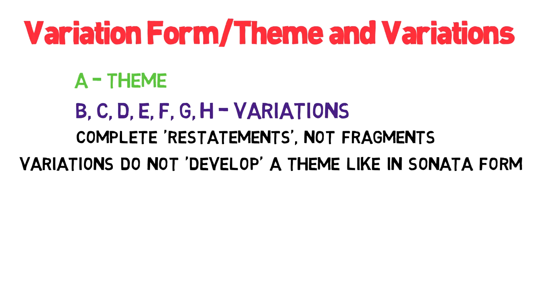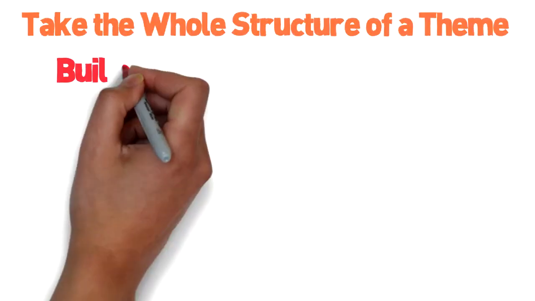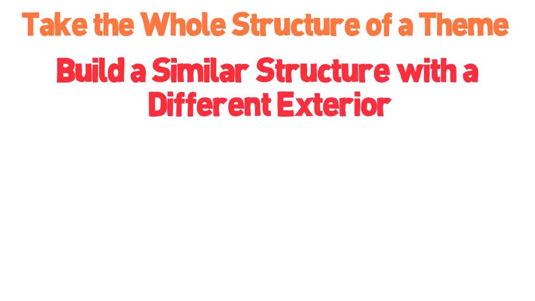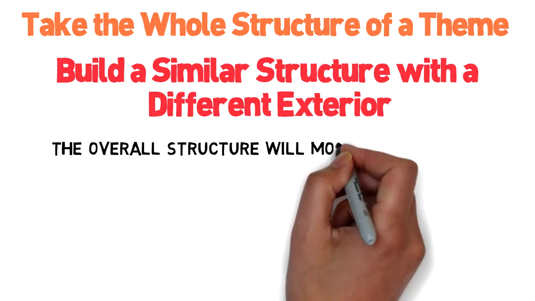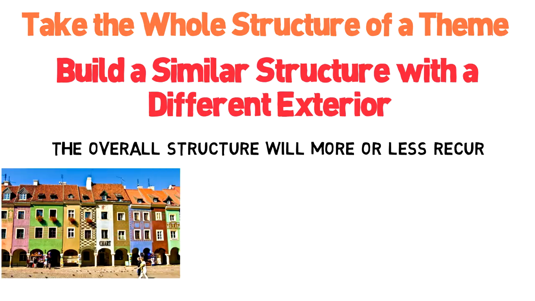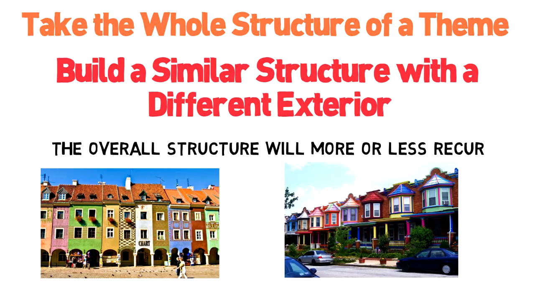To make a variation in the classical sense is to take the whole structure of a theme and then build a similar structure with a different exterior. Unlike with sonata form developments, in a variation you might not always be able to recognize the actual theme, but the overall structure will more or less recur, so you can recognize it as a variation. Think of it like lots of different houses which have very similar architecture, but with slight surface level alterations.